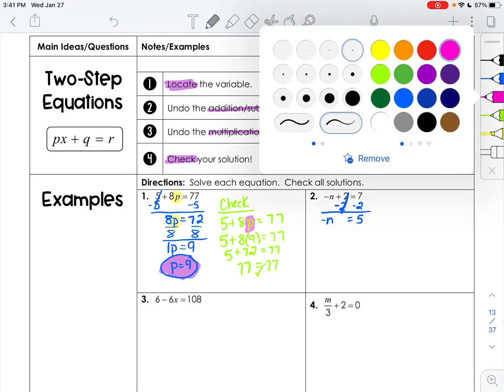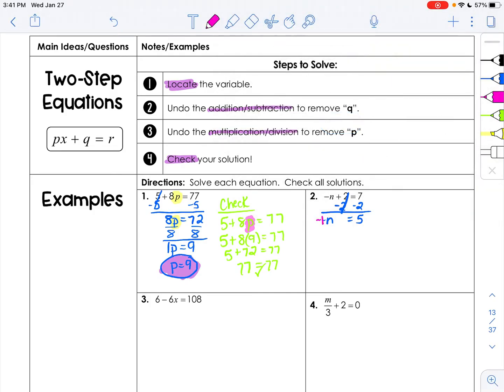And that's why sometimes it's easier to write in that -1 so that you can remember, oh, I've got to move that -1. And that -1n is like saying -1 times n. So the opposite of multiplying times -1 would be to divide both sides by -1. -1 divided by -1 is 1, so that's just n equals. And 5 divided by -1, 5 divided by 1 is 5, and a positive divided by a negative is a negative. So I think my answer is n equals -5, but we can check that.